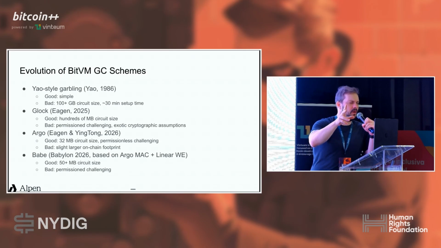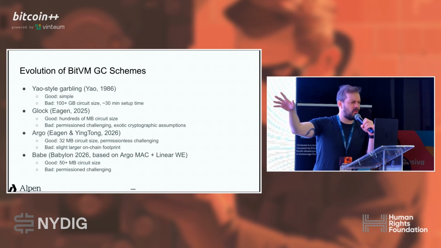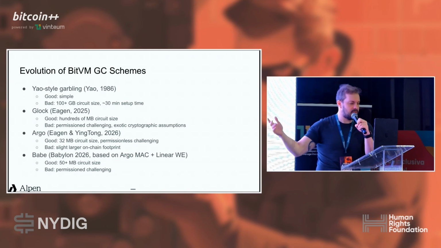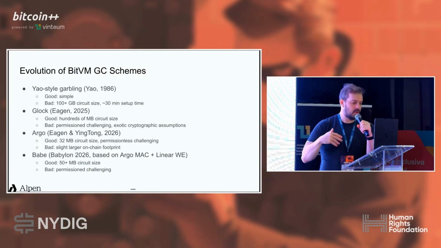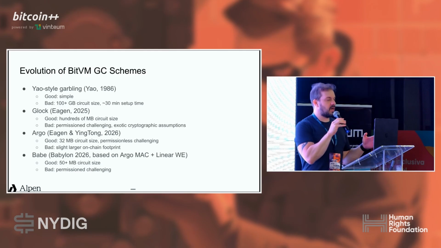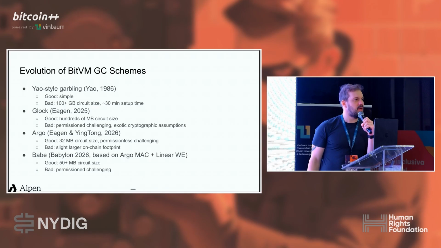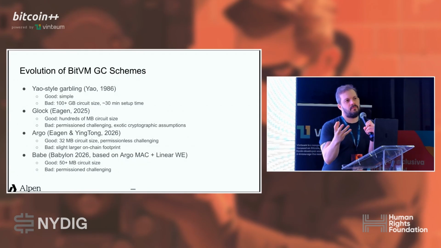We did a whiteboarding session yesterday to go over what linear witness encryption means and all the primitives. It is good because the circuit size is also small, 50 megabytes, but the bad thing is that it's permissioned challenging. So only a verified set of entities can challenge an operator or another member of the protocol.